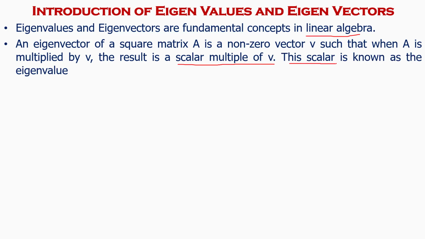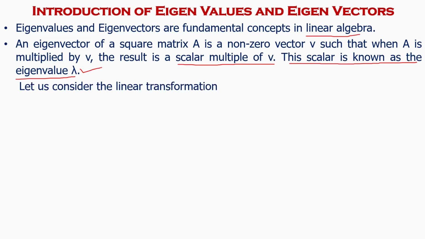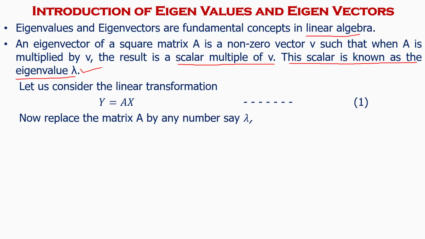This scalar is known as the eigenvalue lambda. Let us consider the linear transformation y is equal to Ax. Now replace the matrix A by any number, say lambda. Then 1 becomes y is equal to lambda x. Now we are replacing this matrix A by a particular number lambda.